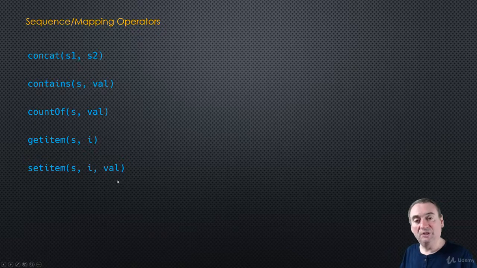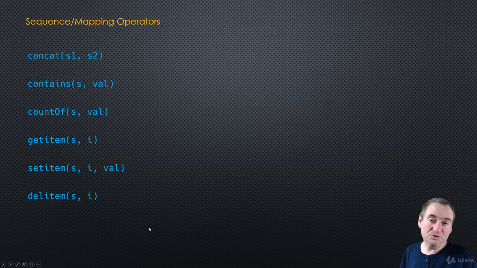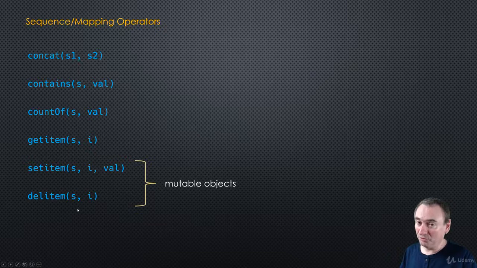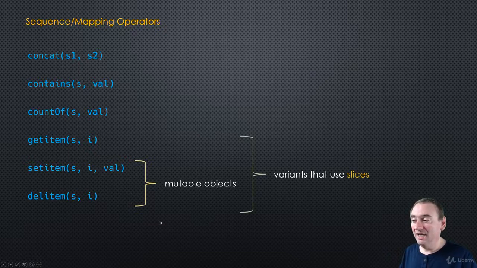But now you have a functional equivalent if you need it. You can also have deletion. So you can delete items by index in some sequence S. Now, of course, set item and delete item will only work if S is a mutable object. So it's not going to work for tuples, but it will work just fine with lists. And you have variants that use slices as well.